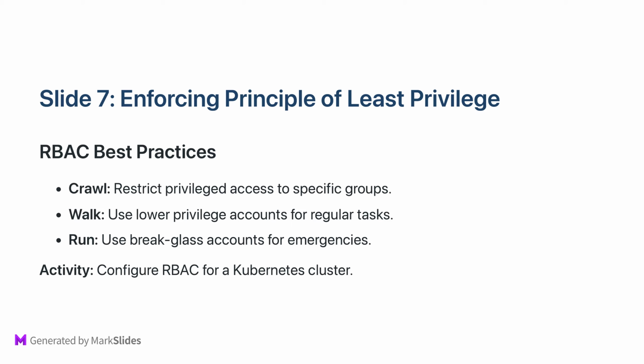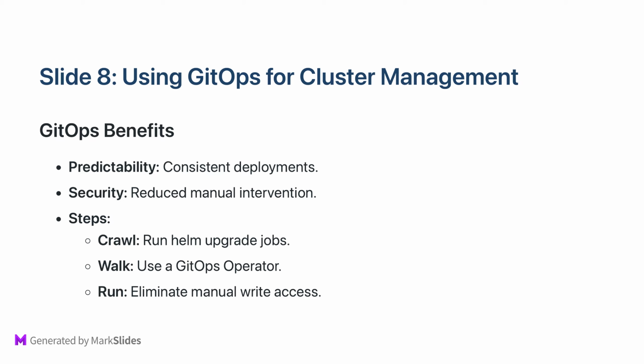Welcome back. Now let's delve into Slide 8, where we'll explore the concept of using GitOps for cluster management. GitOps fundamentally transforms how we manage and deploy applications, and it offers several compelling benefits. Firstly, let's touch on the benefits of GitOps. 1. Predictability. GitOps ensures consistent deployments. By defining your infrastructure and applications as code and storing them in Git, it promotes repeatable and reliable deployments. Each change is tracked through version control, making it easier to understand what changes were made and when.